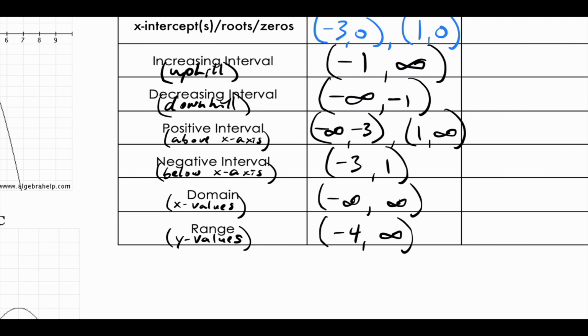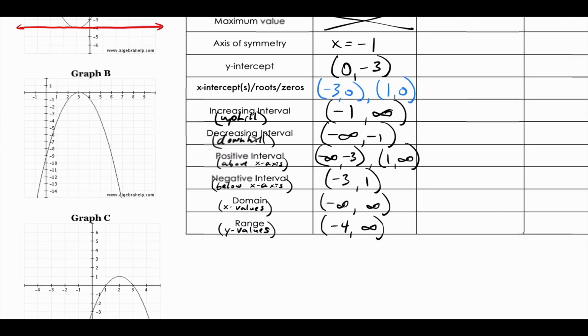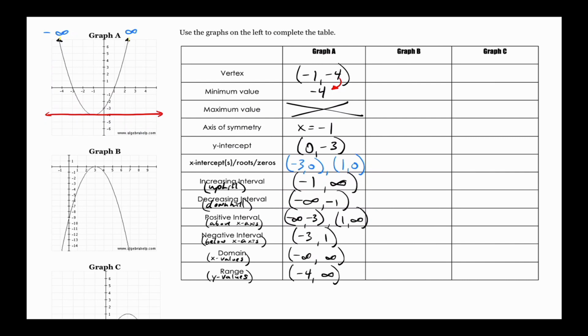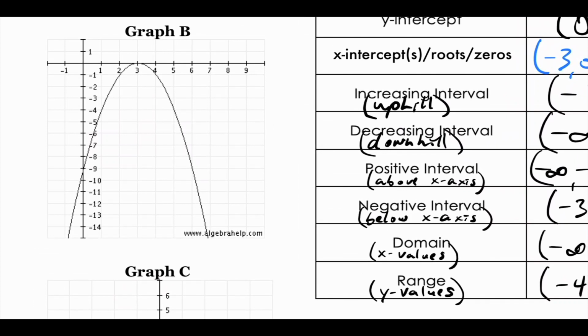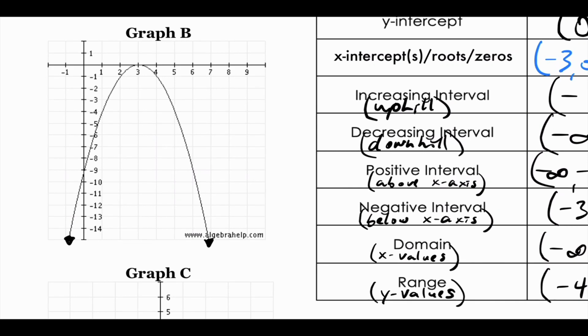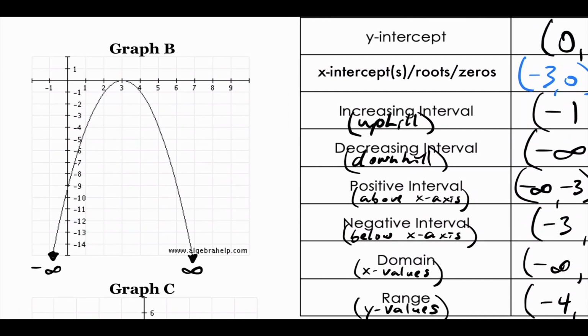I'll give you a hint. For these ranges, one of them will either be infinity or negative infinity. The other one will be a number. Okay, so let's do that again. Now let's look at graph B. Vertex. Well, this time the vertex is up top, right? The vertex is up here. 3, 0.